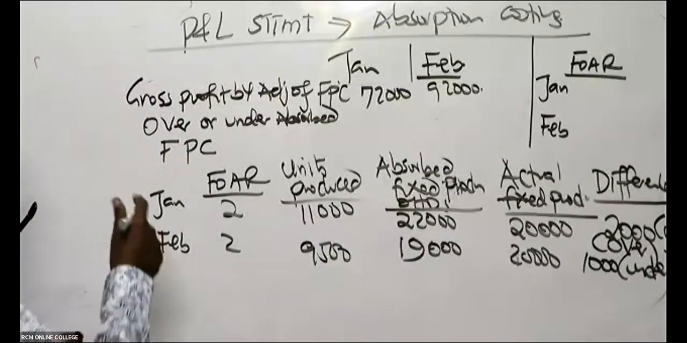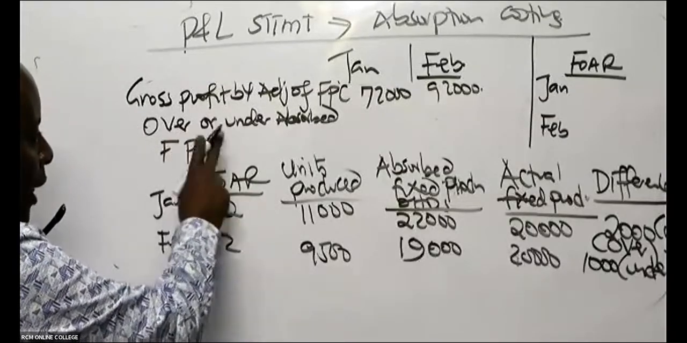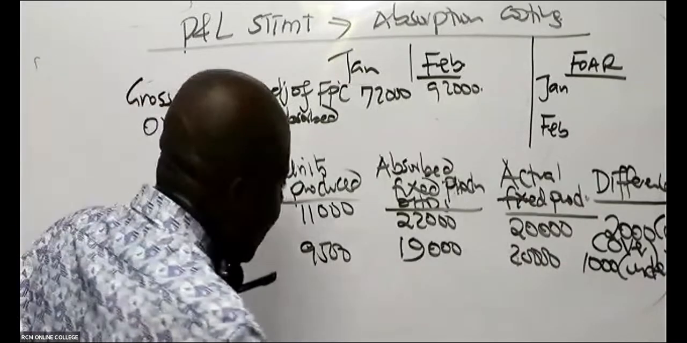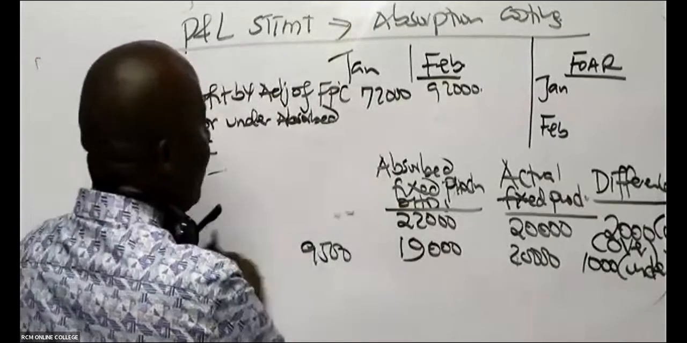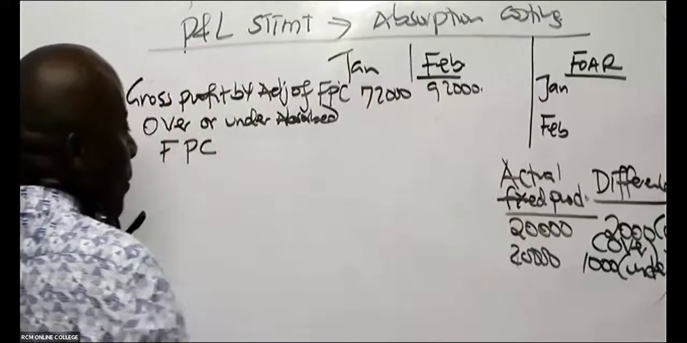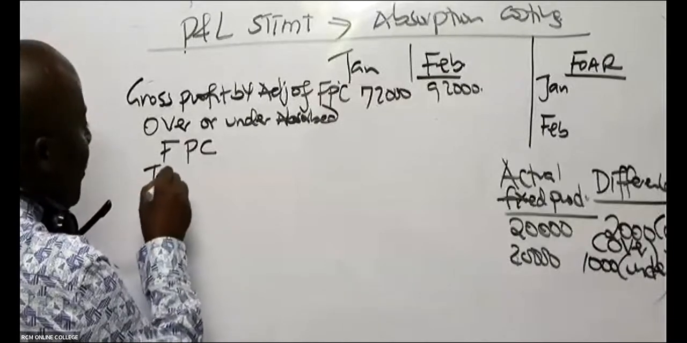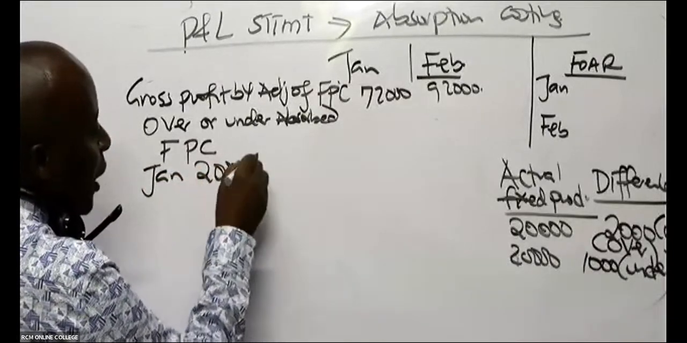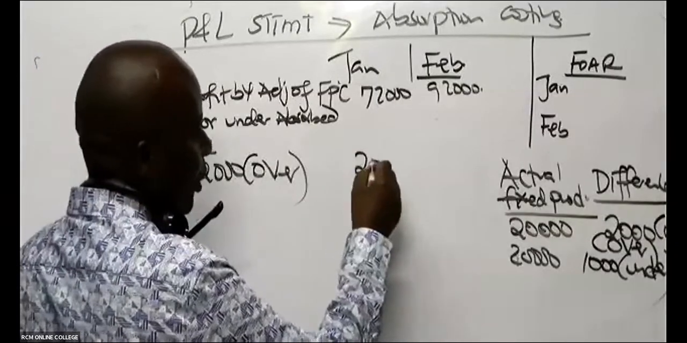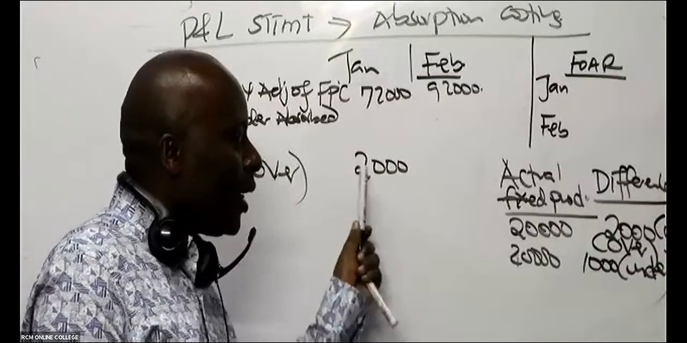So then you come and take this over or under absorbed fixed production costs. Now we have the figures, and I'm so happy, because now I will come and say January. January, we had a figure of 2,000, which was over, so I'll bring and put it here, 2,000. The question is, if it was over absorbed, do I add it here or do I subtract?